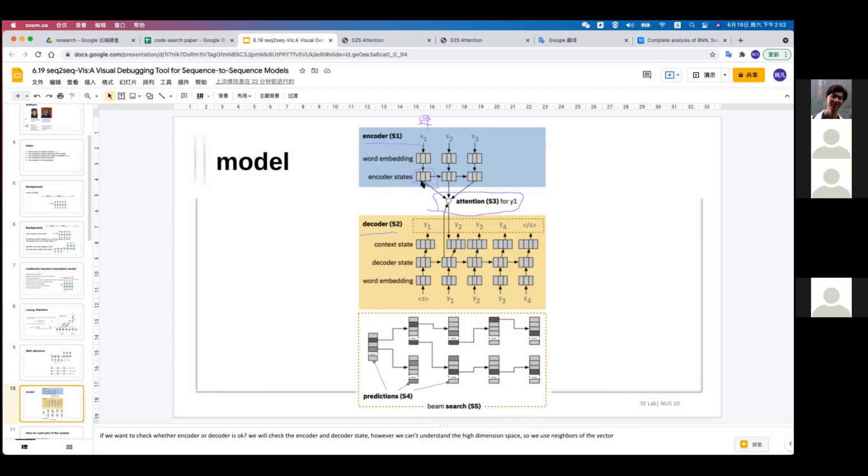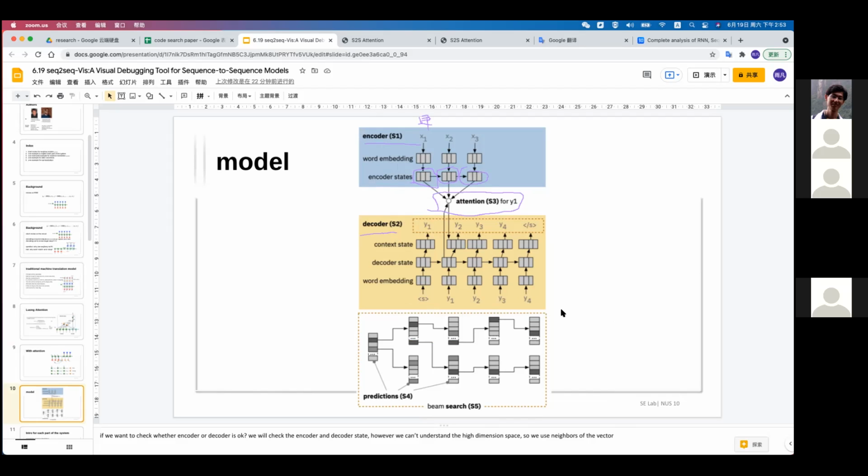Here is a latent space vector. The problem is that whether the encoder is good or not depends on whether the encoder states are good or not. If you prove that the encoder states are good, then you will think that the encoder is good. Okay, so after you get the encoder states, you go to the decoder.